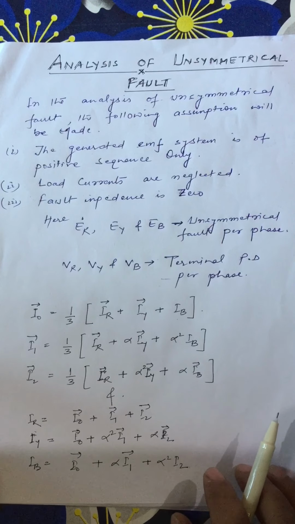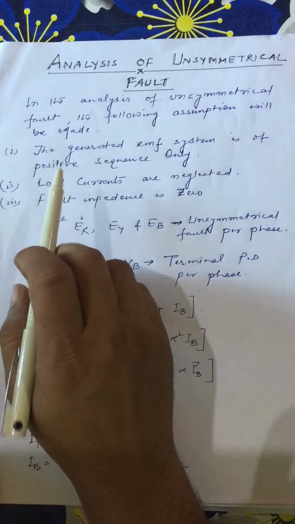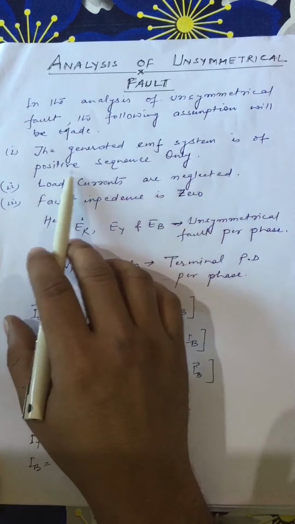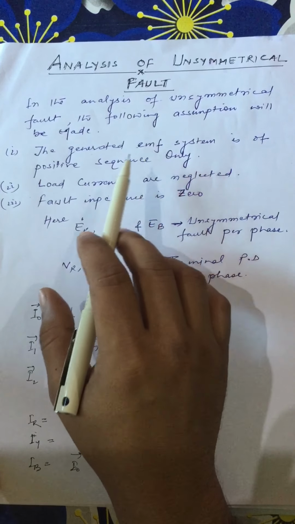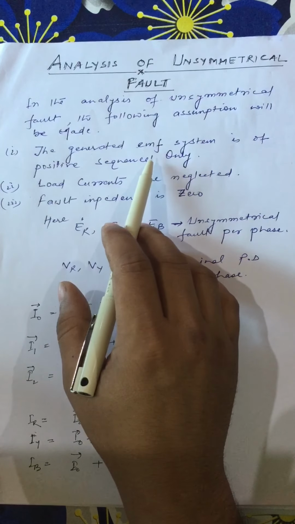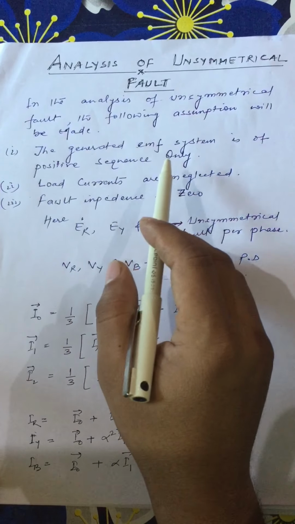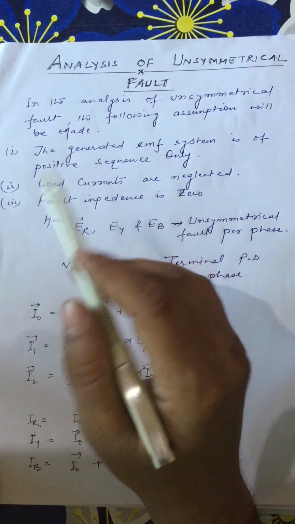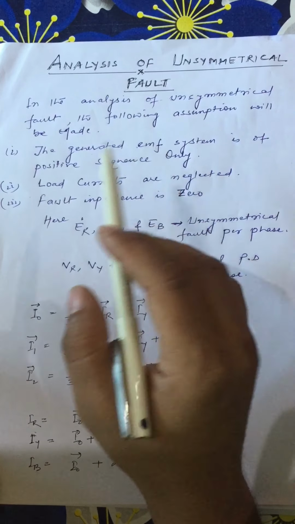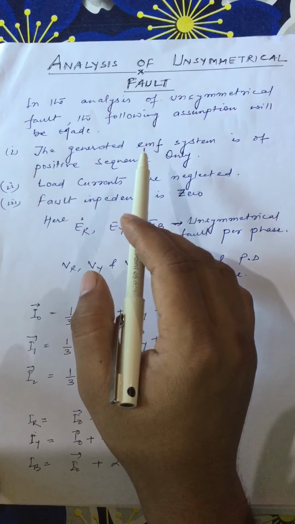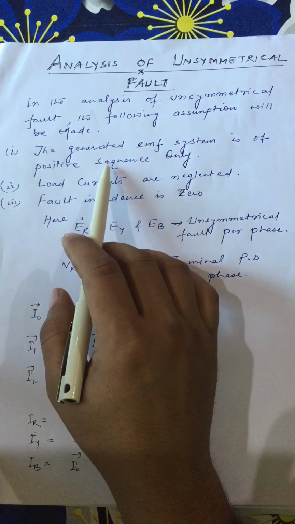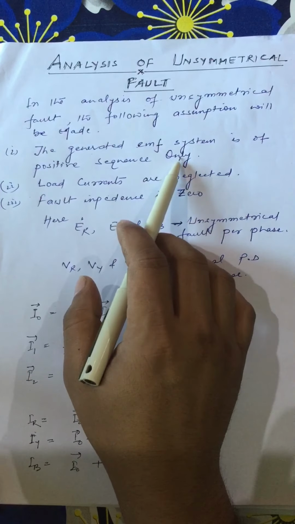While analyzing these unsymmetrical faults we need to make some assumptions. The first assumption is that the generated EMF system is of positive sequence only. Whatever EMF is generated on the stator winding because of the movement of the rotor, we will consider as positive sequence. As the rotor moves in one direction, the EMF generated on the stator winding in the R, Y and B phases will be 120 degrees apart from each other. So we consider the generated EMF to be positive sequence only.